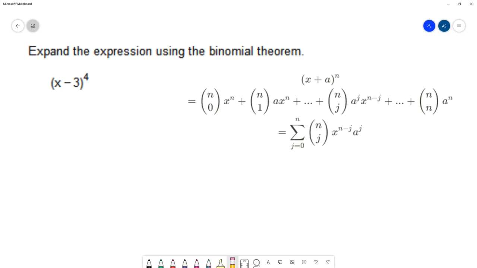So using this formula, we're going to be able to expand the expression without multiplication, so without having to do our FOIL method of multiplication.